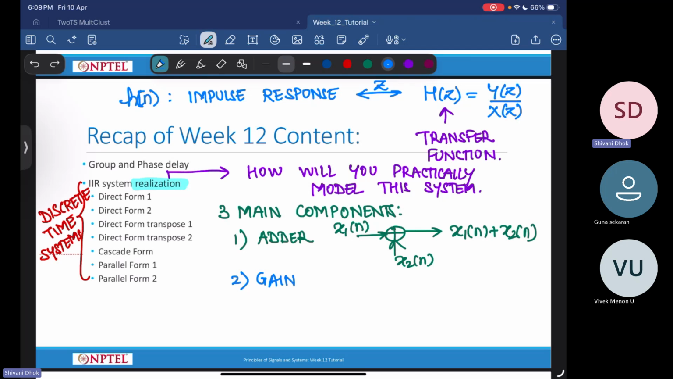So this is something like this. If you have input as x of n, the gain is k. K can be any positive or negative constant. The output will be k into x of n. And the last thing is the most important one, that is the delay block.